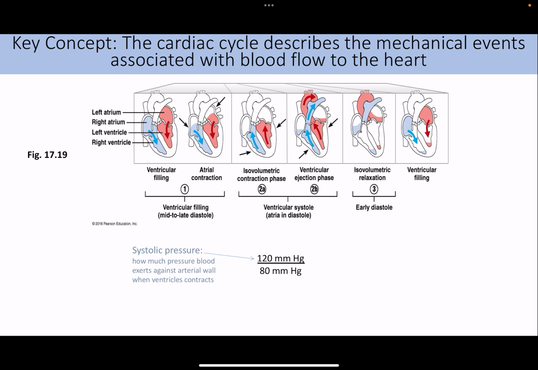Okay, so when we have a blood pressure reading, 120/80 is our average blood pressure reading. The top measurement is the systolic pressure. This is how much pressure blood exerts against the arterial wall, so like the aorta, when the ventricles contract. So when the ventricles contract and you eject that blood, what is the pressure that the vessels are feeling? Okay, that's about 120.